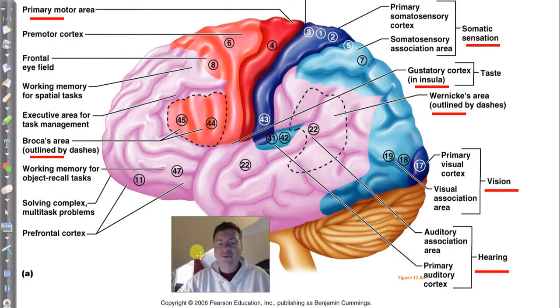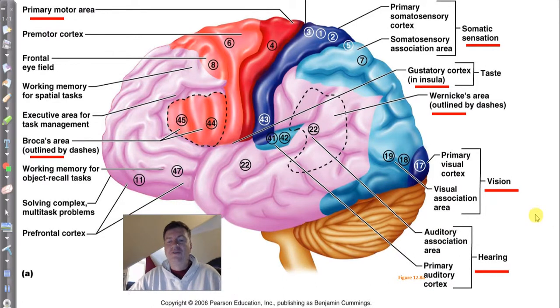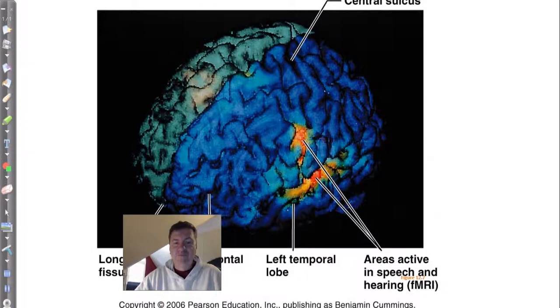Don't get too detailed with this view, but I do want you to go back and be able to describe some basic locations of some basic functions. For example, the occipital lobe is what we associate with vision. The temporal lobe is what we associate more with hearing and taste. The primary somatic and primary motor areas are here around the central sulcus. So please go back and make sure you look at these just in general.